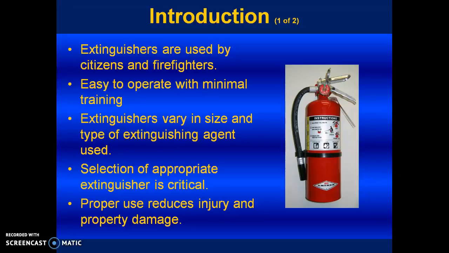Introduction. Fire extinguishers are used by citizens and firefighters alike, mostly because they're easy to operate with minimal training, and the extinguishers vary in size, type, and extinguishment agent used. The selection of the appropriate extinguisher is critical. Also, proper use will reduce injuries and property damage when used correctly.